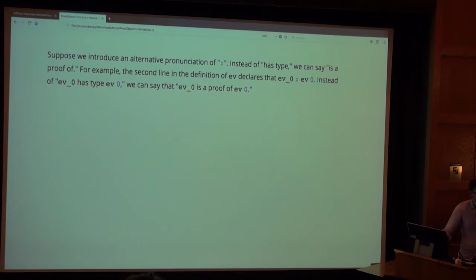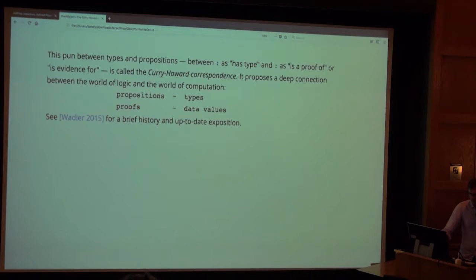So the constructor ev0, you could read as ev0 is a proof that 0 is even, right? And it turns out this pun, the fact that you can interpret a type of a particular definition also as a proof of some proposition, or its evidence for that proposition, is called the Curry-Howard correspondence. It's this observation that there's a deep connection between proving a fact and programming, or writing an algorithm, and that proof types can be understood as being equivalent to a particular proposition or statement.